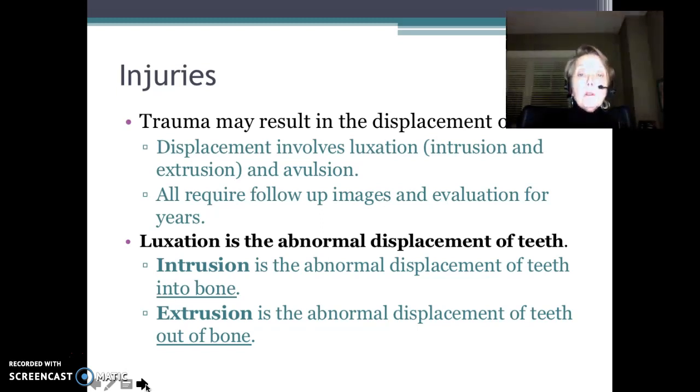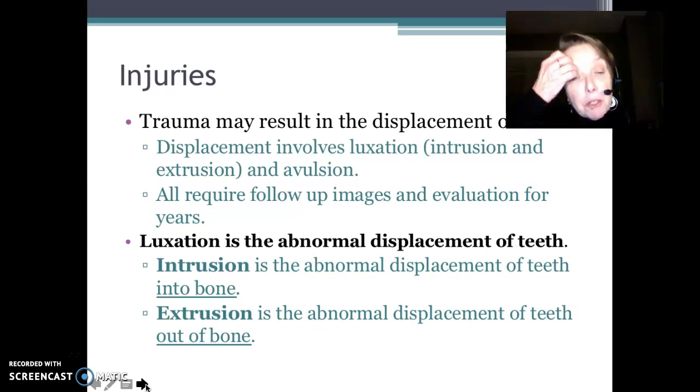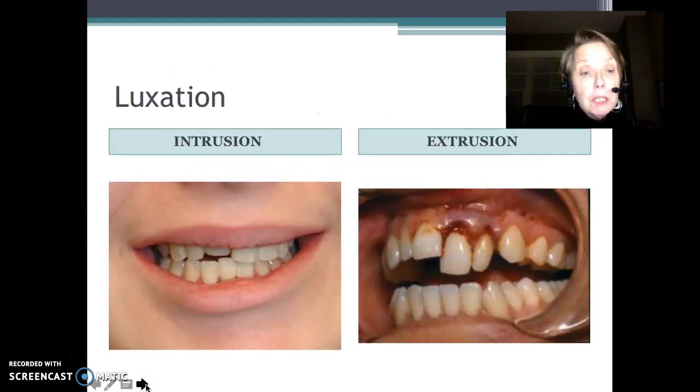Trauma may displace teeth. It may move teeth. Trauma involves luxation. The definition of luxation is the abnormal displacement of teeth. A tooth undergoing trauma can be intruded, pushed into the bone, or it can be extruded, come out of the bone. These types of injuries require imaging, and require imaging for years later.